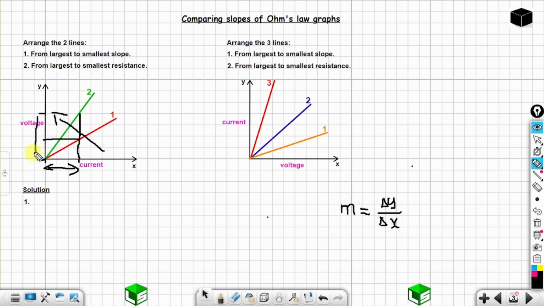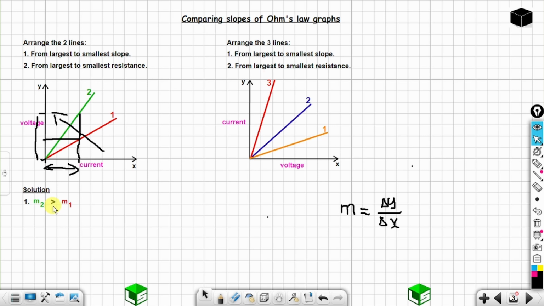Can you see line number two will have a larger change in the y. The change in the x is the same for both lines. We maintained the same change in the x. So the larger the change in the y, the larger the slope. As I said, the slope is increasing in this direction. So the slope of this line is greater than the slope of this line, from largest to smallest.